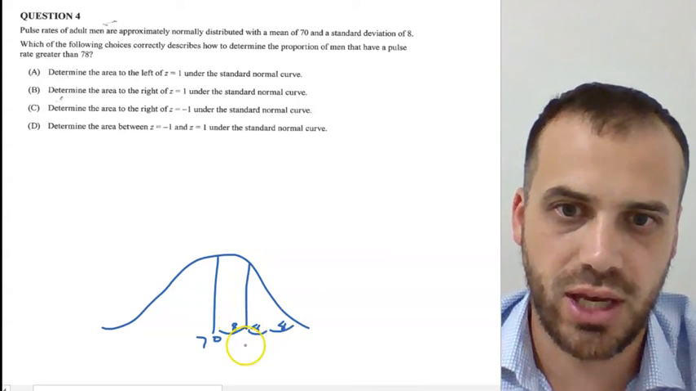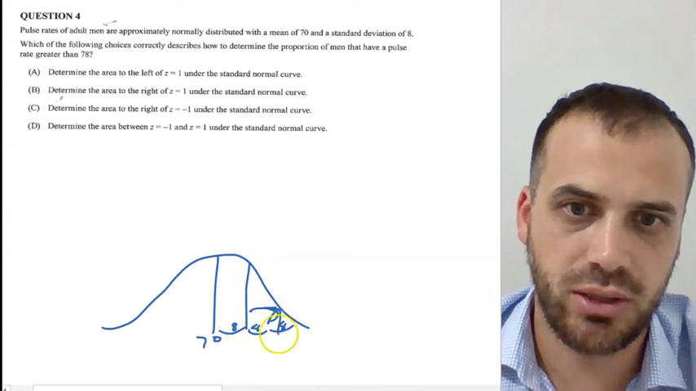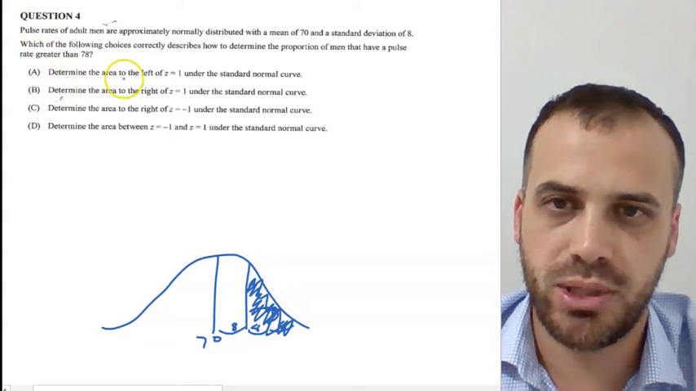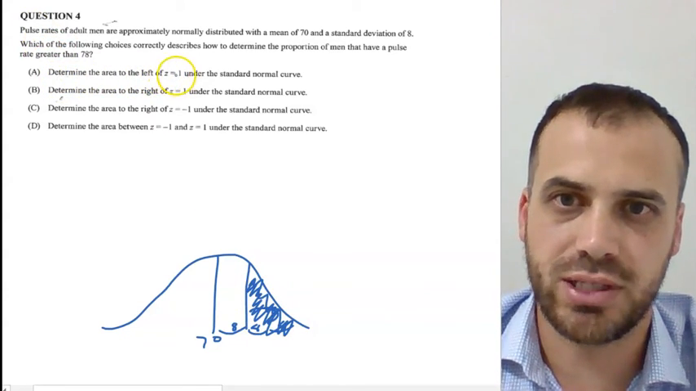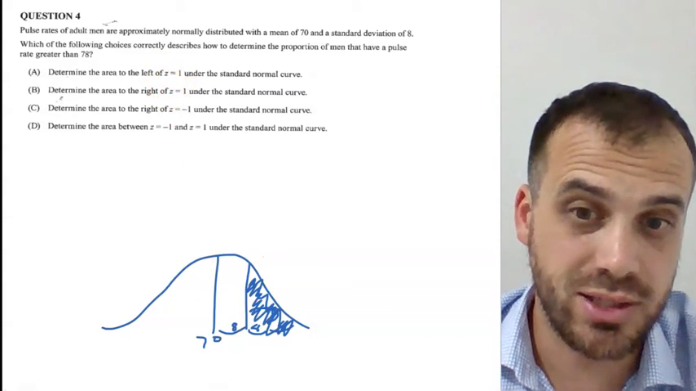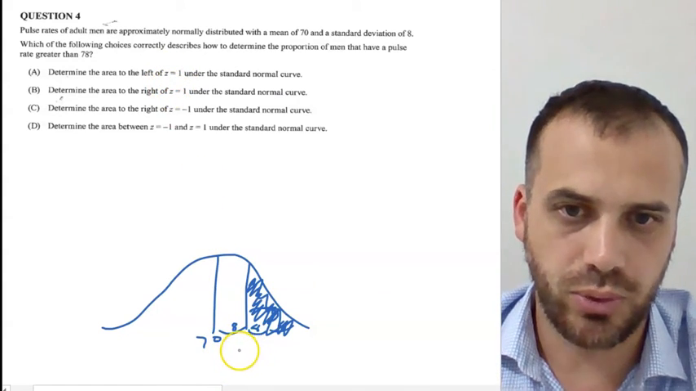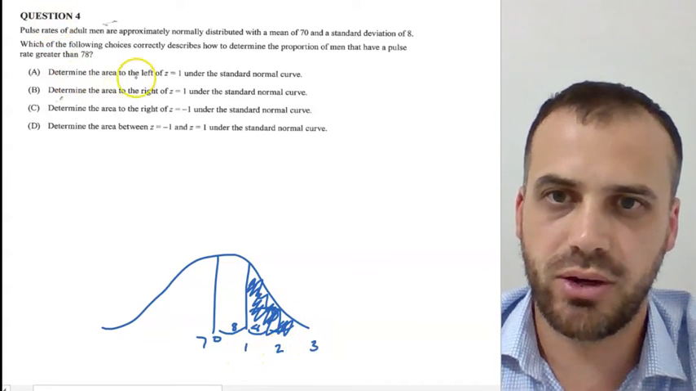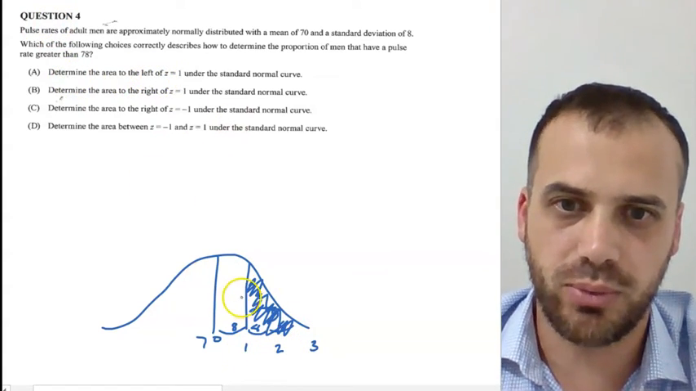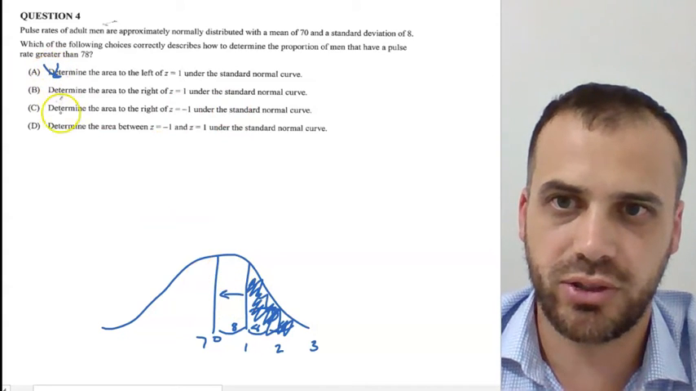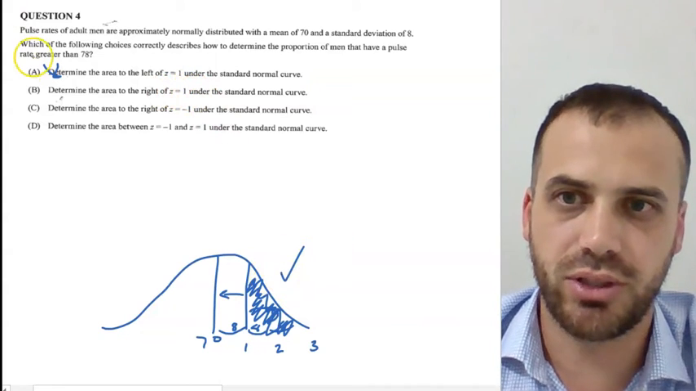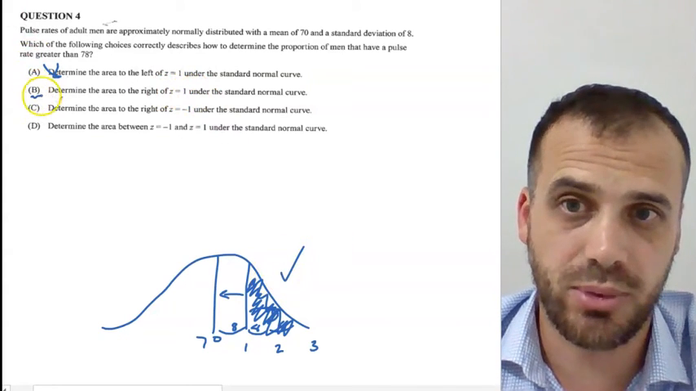All right, so standard deviation, 78. I'm looking for something that describes this area. Determine the area to the left of Z equals 1. All right, they're talking about Z, so they're talking about standard normals. 1 here and 2 here and 3 here. Determine the area to the left of Z equals 1. Well, that would be all this stuff. So no, I disagree. Determine the area to the right of Z equals 1. That seems like a really good candidate, so I'm thinking B at the moment.